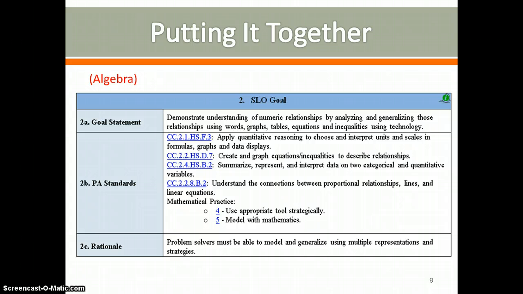We have the supporting standards for that goal. Again, not a laundry list, but the standards that are most reflective of that goal statement and most supportive of, and also reflective of, the important learning. And then the rationale of why we chose that goal statement and those standards. And that was: problem solvers must be able to model and generalize using multiple representations and strategies.